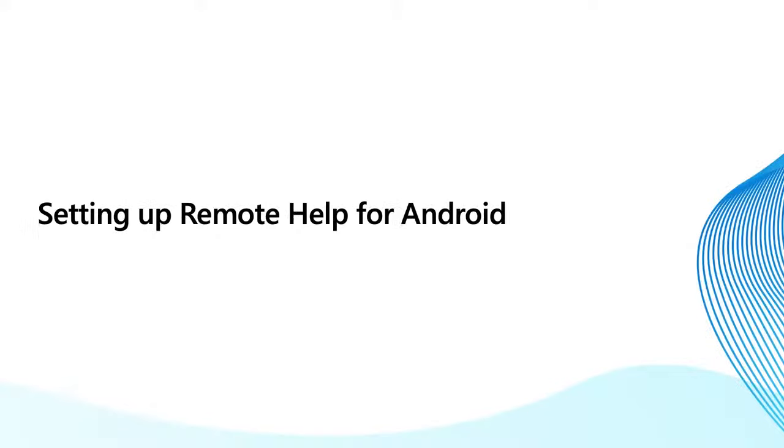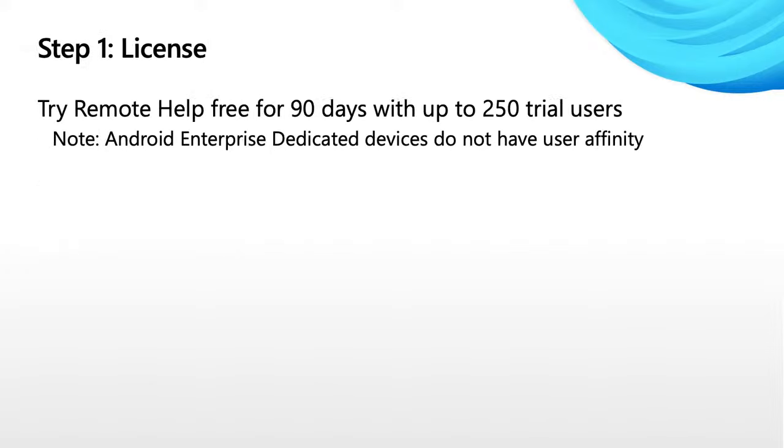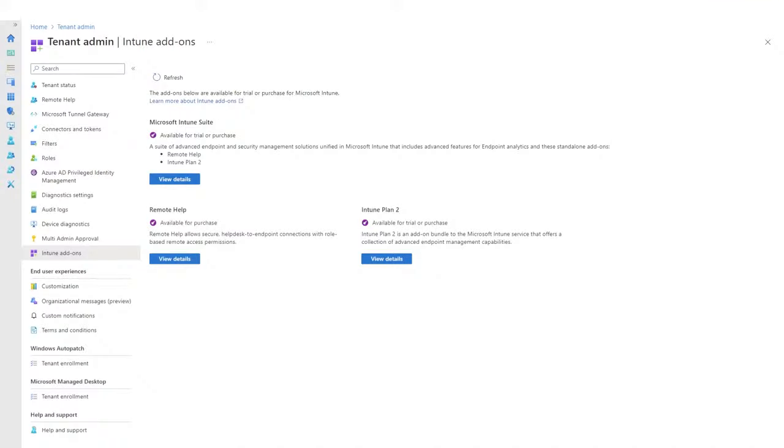Now, let's do a deeper dive into the process of actually setting up and using Remote Help for Android. There are five high-level steps that you would go through in order to set up Remote Help. The first step is to obtain the appropriate licenses to use remote help in your tenant. You can try remote help free for 90 days with up to 250 trial users. And remember, Android Enterprise dedicated devices do not have user affinity. In the Microsoft Intune Admin Center, under Intune Add-ons, you can view the licensing options for remote help and the other new advanced endpoint management solutions offered in the Microsoft Intune Suite.